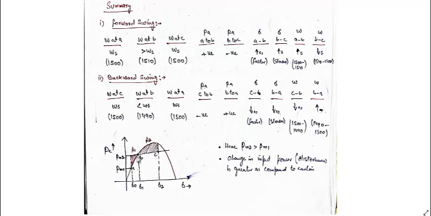Omega from C to B decreases, let us say from 1500 to 1490 rpm. Omega from B to A increases, from 1490 to 1500 rpm. You can see that for forward swing, the speed of the rotor from A to C will always be greater than 1500 rpm, so delta will increase from A to C.